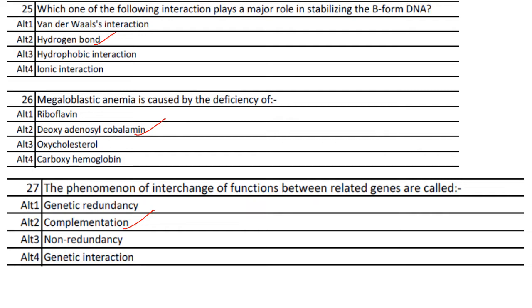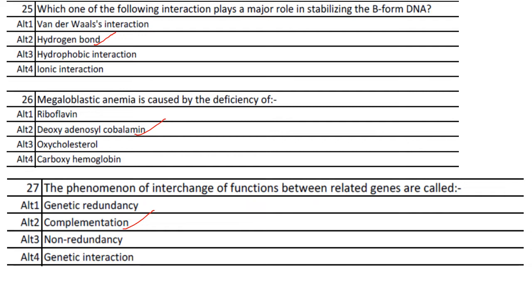The phenomenon of interchange of functions between related genes is called... So the answer is complementation. So what is genetic redundancy? It is a term used to describe a situation where a given biochemical function is redundantly encoded by 2 or more genes. Complementation refers to a relationship between two different strains of an organism which both have homozygous recessive mutations that produce the same phenotype but which do not reside on the same homologous gene. So the phenomenon of interchange of function between related genes is called complementation.